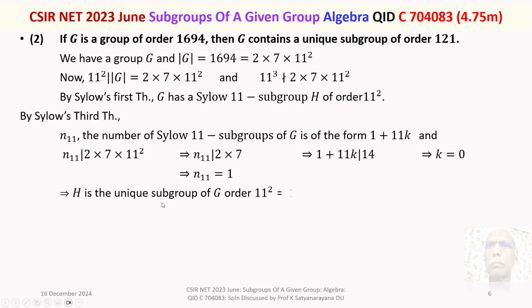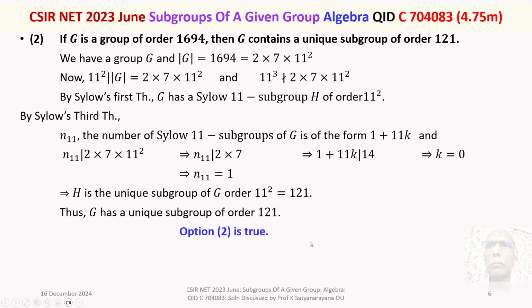H is the unique subgroup of G of order 11 square. Because it is unique, it is a normal subgroup. Of course, that is not needed now. Thus G has a unique subgroup of order 121. So G contains a unique subgroup of order 121. We have achieved that. Therefore, option 2 is true. Right. Option 1 was false and option 2 is true.